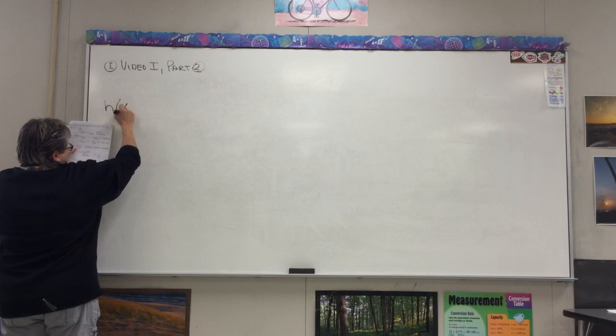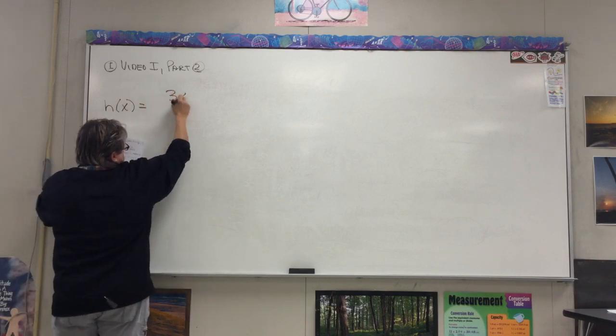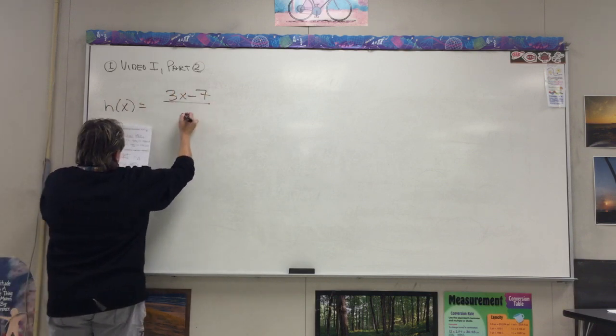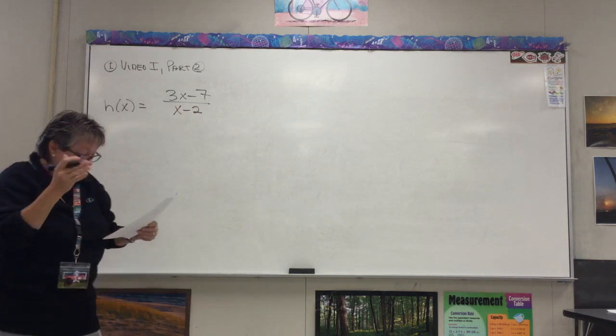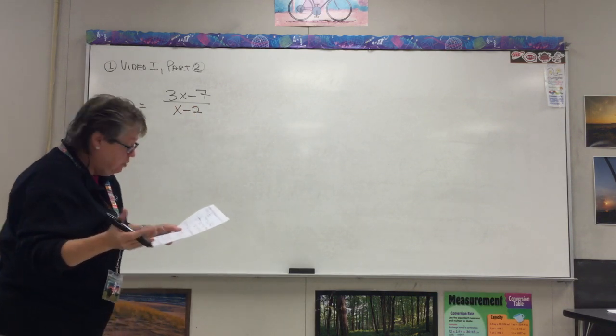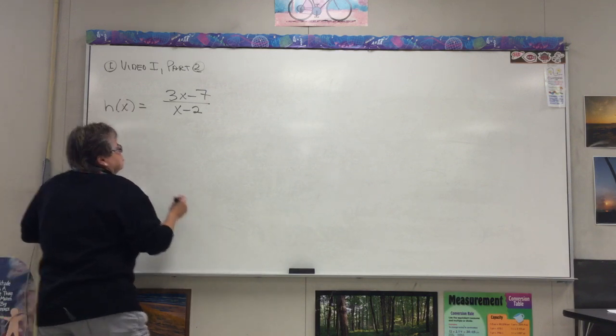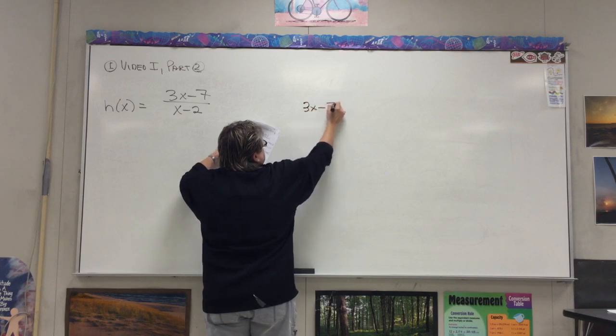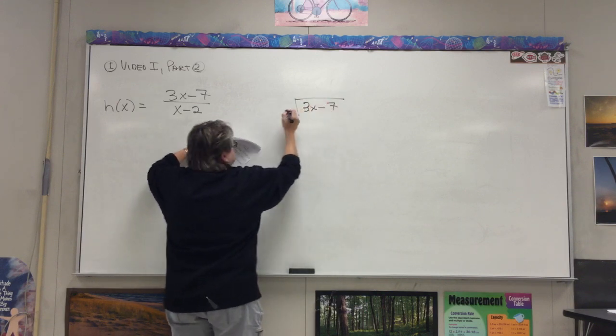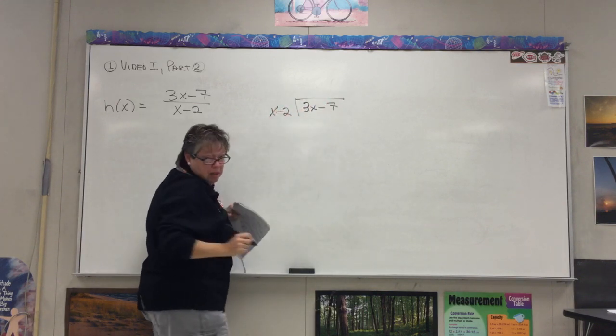So let's try this. h of x equals 3x minus 7 all over x minus 2. Okay? So this one looks kind of messy. So we've got to have a way to handle it. So something that we could do, in fact, I'll go this way. Let's take 3x minus 7 and divide it by x minus 2.